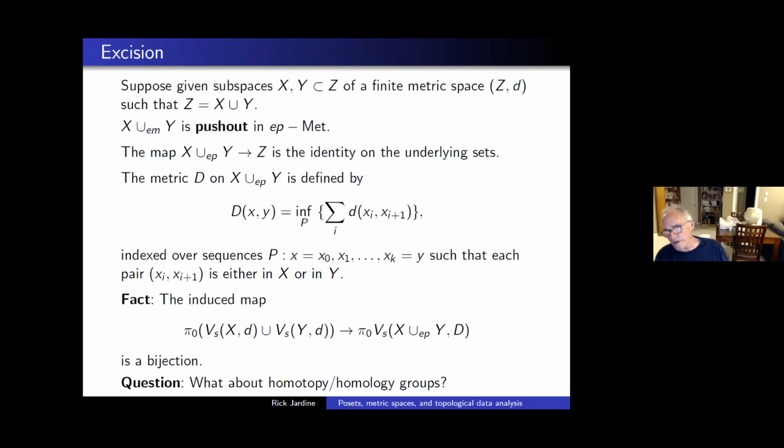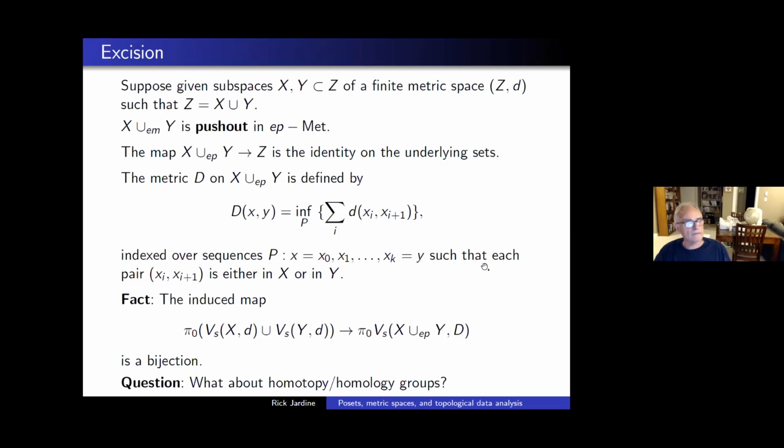And certainly there's a canonical map to the metric space Z that's induced by the two inclusions of X and Y. It's the identity on the underlying point set, but the metric's different. Namely, you can show that the distance between X and Y is an infimum over all sequences, X equals X naught to XK equals Y, and you look at the sums of the distances between the successive points. Okay, it's the infimum over all those guys. Again, if X and Y are finite, this infimum is realized by some particular path or some particular sequence of points.